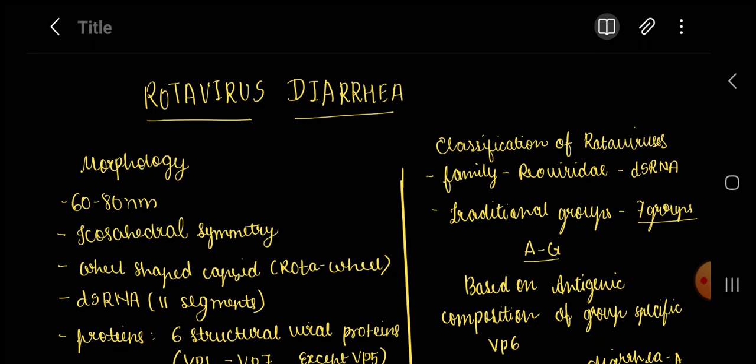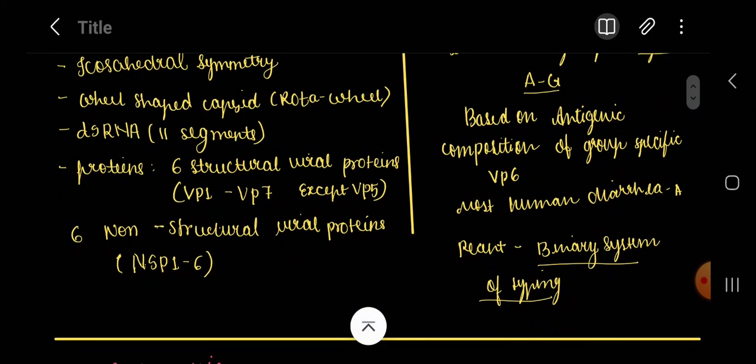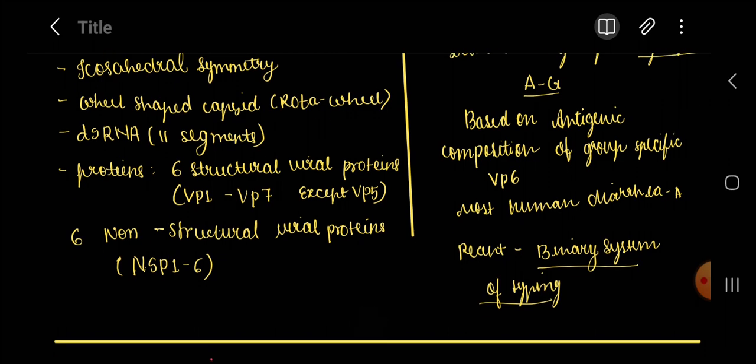About the proteins, it has 6 structural proteins and 6 non-structural proteins. The 6 structural proteins are VP1 to VP7 except VP5. VP is viral protein 1 to viral protein 7, except VP5. The 6 non-structural viral proteins are NSP1 to NSP6. NSP stands for non-structural protein 1 to non-structural protein 6.